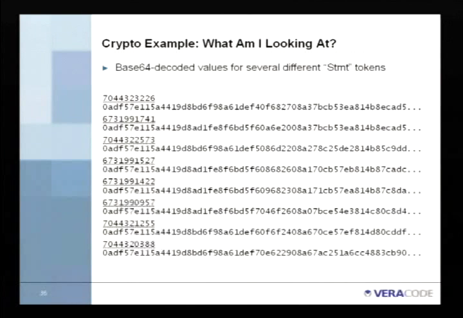So here are the base 64 decoded values for several of those different statement tokens. Just looking at a first glance, you'd see some similarities. Above that, underlined in each case, I have what the actual statement number was as presented by the web app. So we can use that to start drawing some correlations between the plain text and the ciphertext, if it is ciphertext. We don't even know at this point.